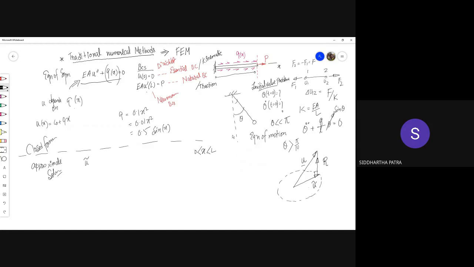And obviously, if u tilde is that approximate solution, it is not going to be this particular quantity E A u tilde double prime plus q of x, it is not going to be 0 everywhere. In general, it is going to be another function, r of x. You see, u tilde is also a function of x. This r you would regard as the residual.